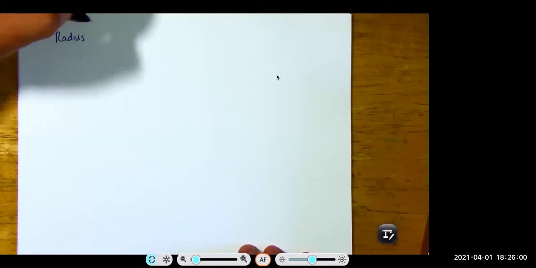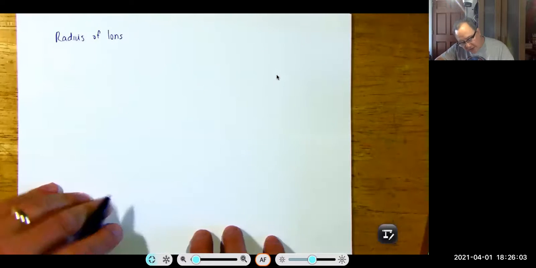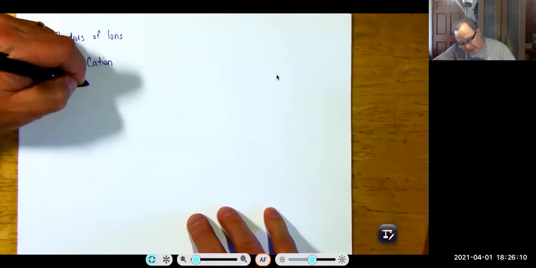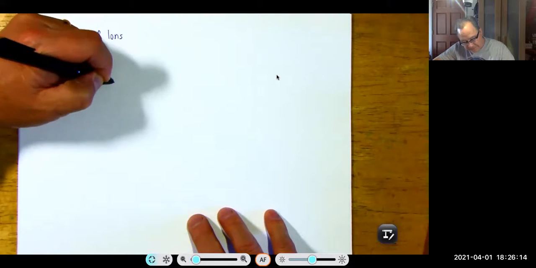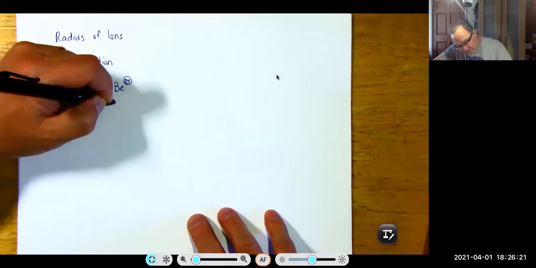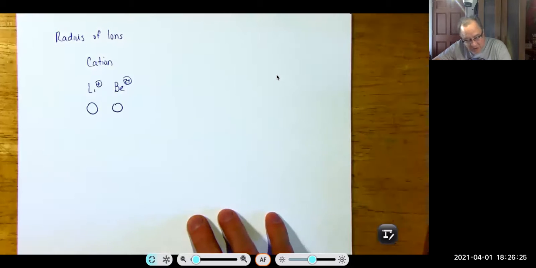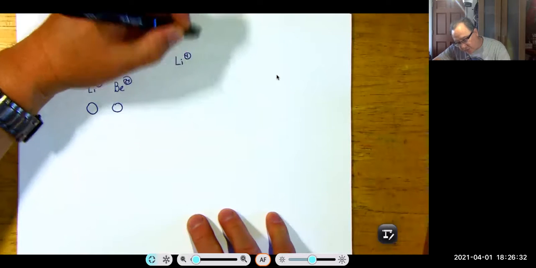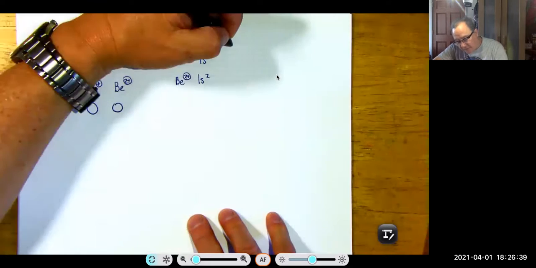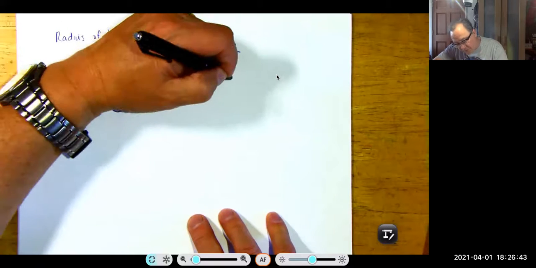Now, let's look at the radius of ions. First we're going to look at cations, because it's not fair to compare cations to anions. So we're going to look at lithium ion compared to beryllium ion and so forth. It's the same trend. Lithium is larger than beryllium. Now, lithium cation is 1s2. Beryllium cation is 1s2. The number of protons in lithium is 3. The number of protons in beryllium is 4.